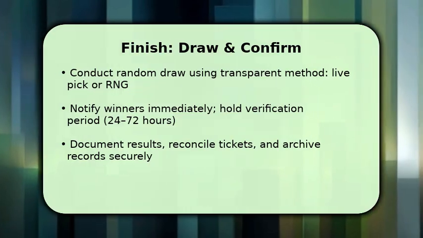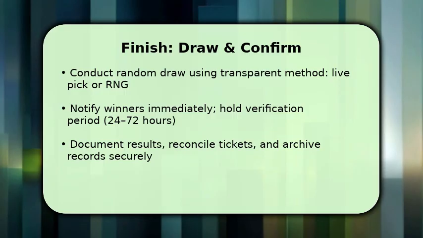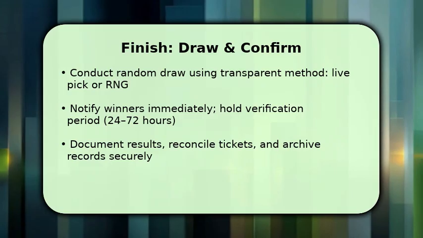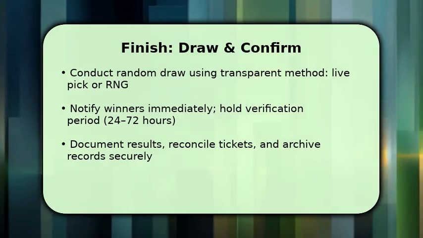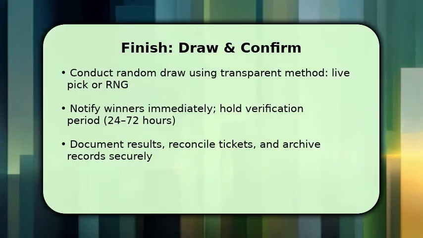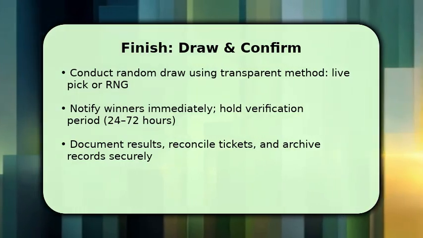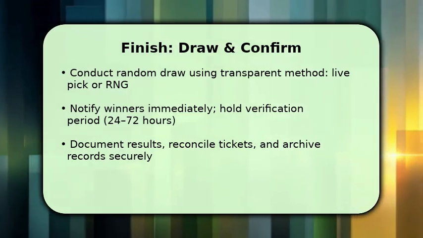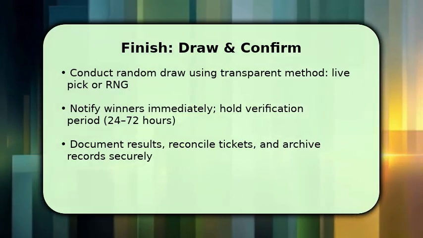Once winners are selected, notify them immediately and implement a short verification period, typically 24 to 72 hours, to confirm eligibility and contact details. After validation, reconcile winning ticket serials against your log and archive all records securely for audits. If something goes wrong, refer to your ticket log to trace and resolve discrepancies quickly.